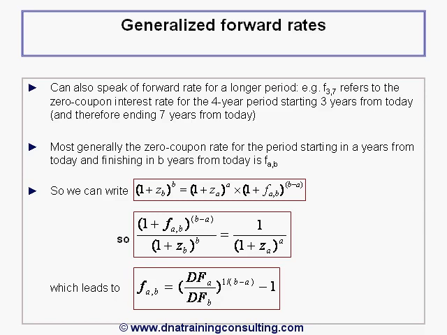So in a nutshell, any forward rate starting in any number of years and lasting for any other number of years can be calculated from two discount factors, specifically the one for when the forward period starts and the one for when the forward period ends.